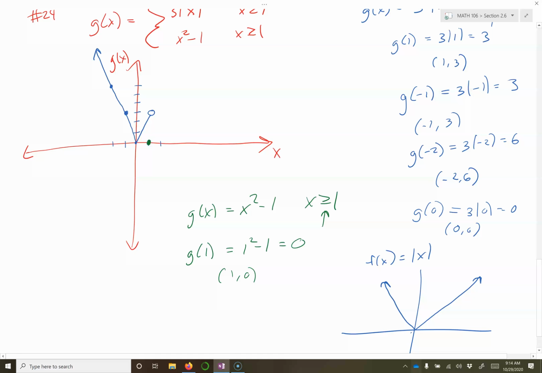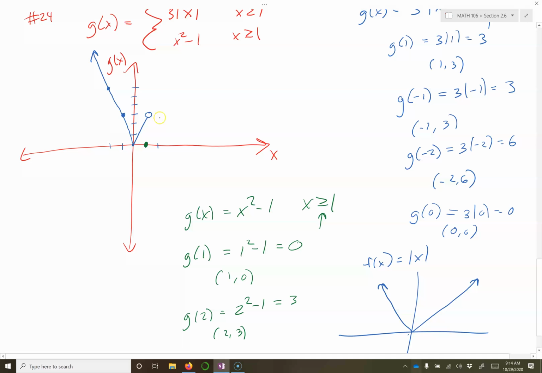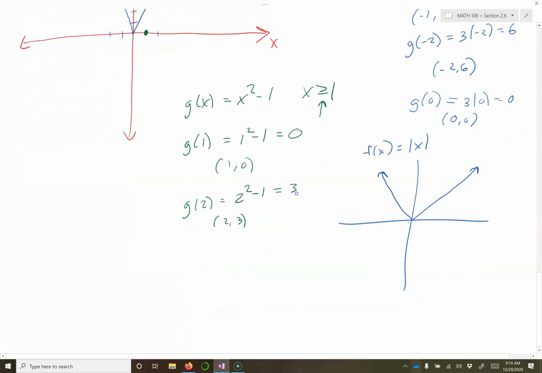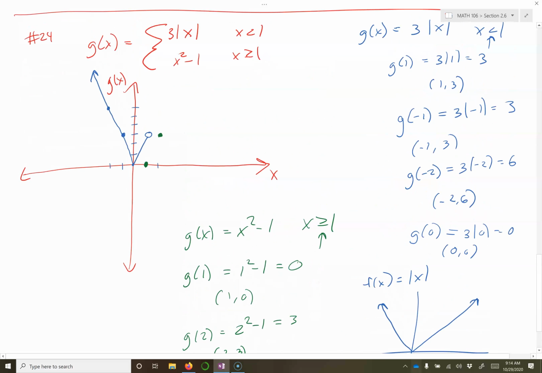And then, what is x squared? That's a parabola. So let's get a couple points. Let's do g of 2. It'll be 2 squared minus 1, which is 4 minus 1, or 3. So we have a point 2, 3. And then we'll just do 4. 4 squared. No, let's do 3. I don't want to get too big here. 3 squared minus 1, that's 9 minus 1, or 8. So we have 3, 8. 1, 2, 3, 4, 5, 6, 7, 8. So 3, 8. And then this one's kind of curvy, right? Because it goes up like that. All right, so that's a very interesting looking piecewise function.